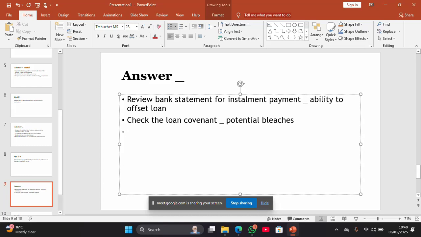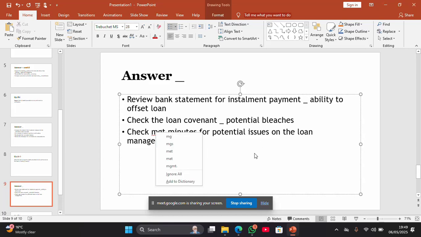Then check board minutes or management minutes for potential issues on loan management. You understand? Because if the company is having difficulties to pay this loan, it might come out in their meetings. They might mention one or two things, if you're lucky, of course. So let us remember that.